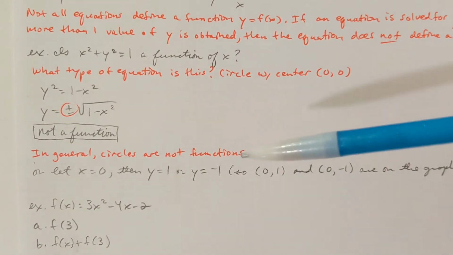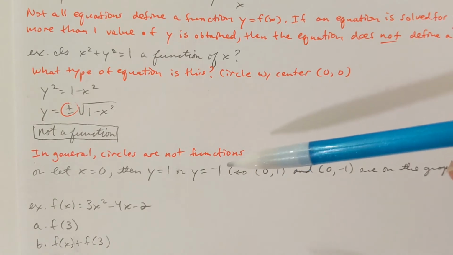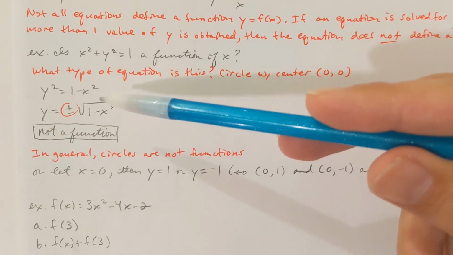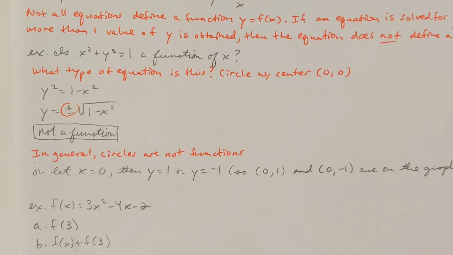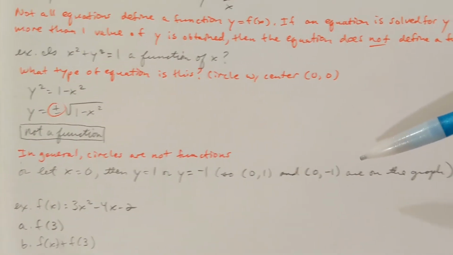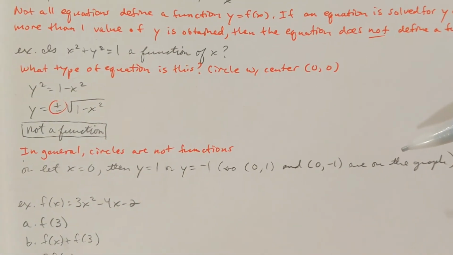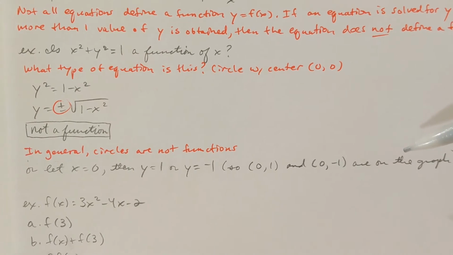So let x equal 0, then y is equal to 1 or negative 1. So 0, 1 and 0, negative 1 are on the graph. Okay.